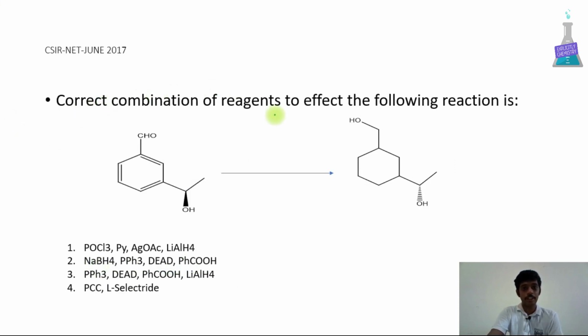The correct combination of reagents to effect the following reaction is... This is the question given. The starting material is this one. They are asking for the reagent, and this is the product. These are the options given.